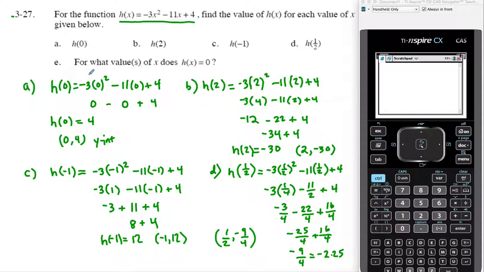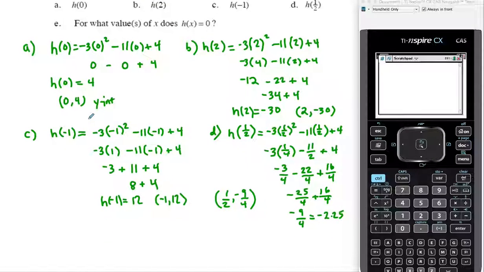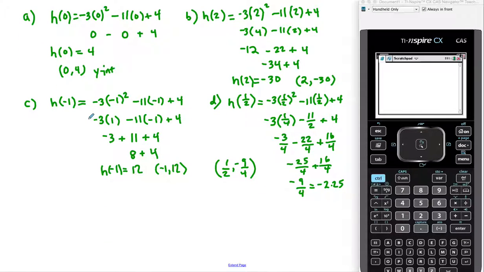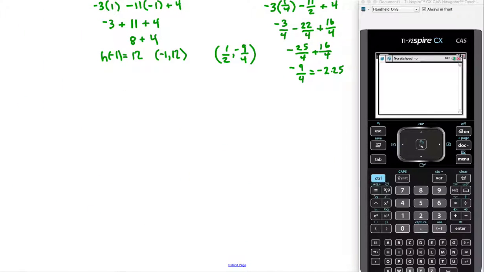Let's look real quick here then. It says E, for what values of x does h of x equal 0? So let's just scroll down, give ourselves a little bit more room. Now we're finding the x-intercepts. Add a little space here. All right, so let's just change the color here so we know where we're at. This is letter E. We're going to be looking at when we have h of x equals 0.